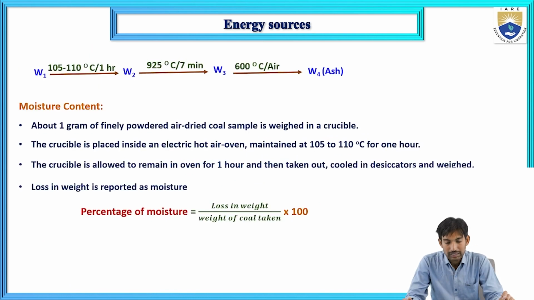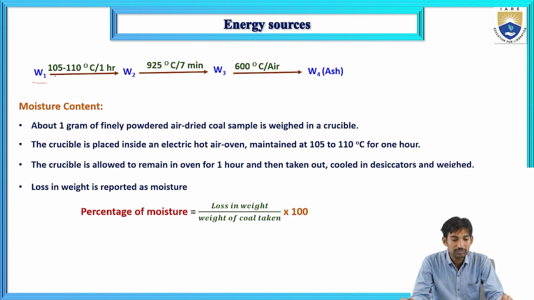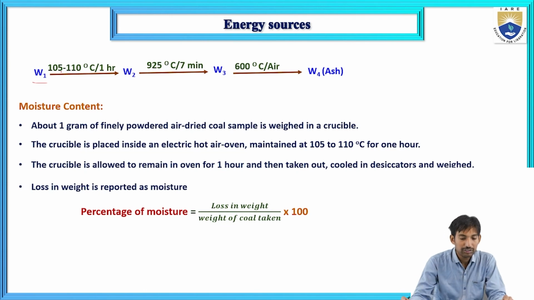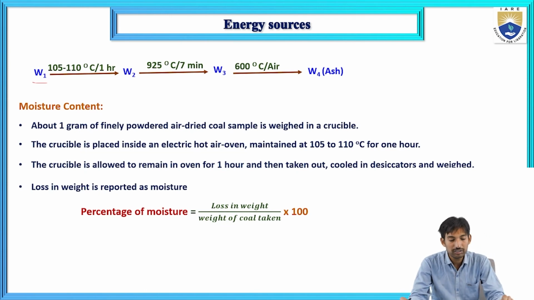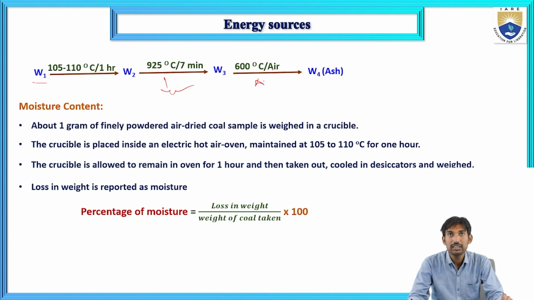In the proximate analysis there are 3 steps involved. In the first step, a known amount of coal is heated at 105 to 110 degrees centigrade for 1 hour. In the next step, we heat at 925 degrees centigrade for 7 minutes, and in the third step we heat at 600 degrees centigrade in air. These are the steps involved in the proximate analysis.